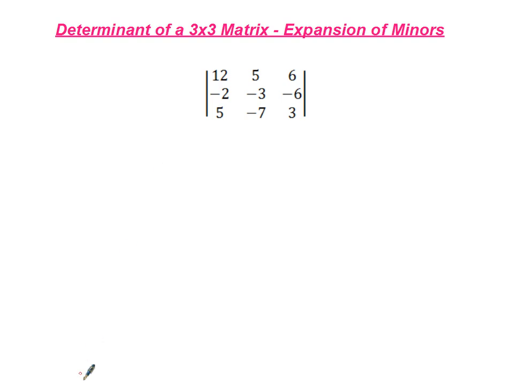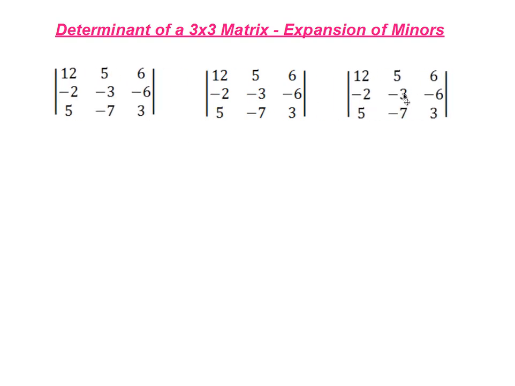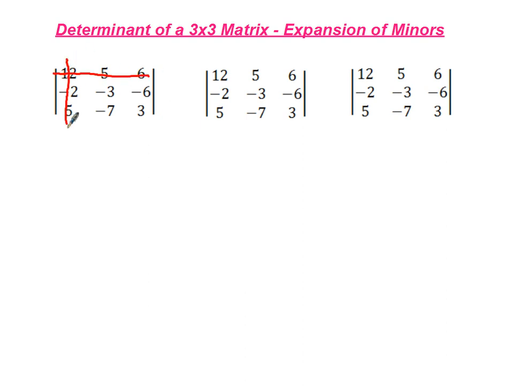To find the determinant of a 3 by 3 matrix using expansion of minors, you first need to identify the 3 minors inside of your 3 by 3 matrix. I'm going to rewrite the matrix so it's a little bit easier for you to see where I get the minors. And I'm going to use the first row to identify my minors. So I'm going to cancel out the first row here and my first column.